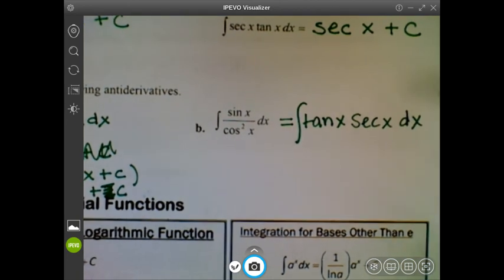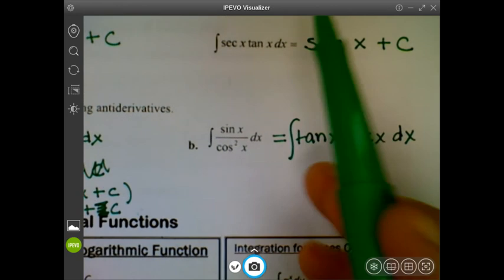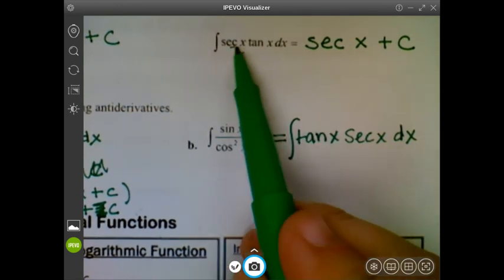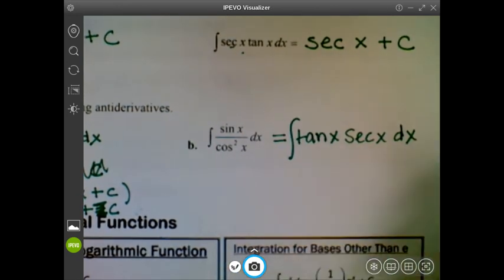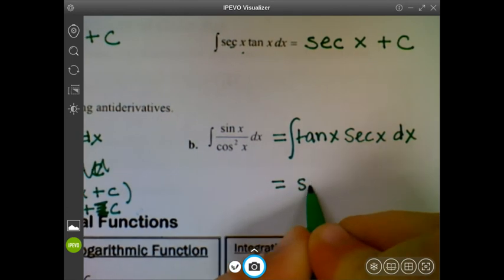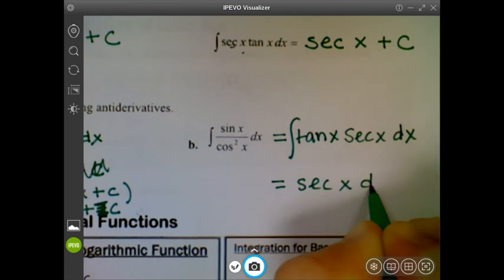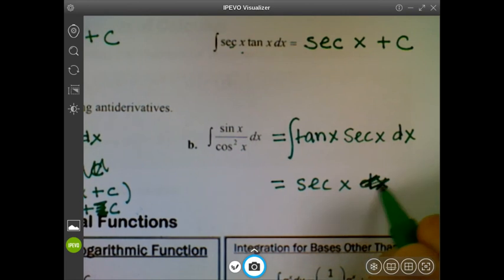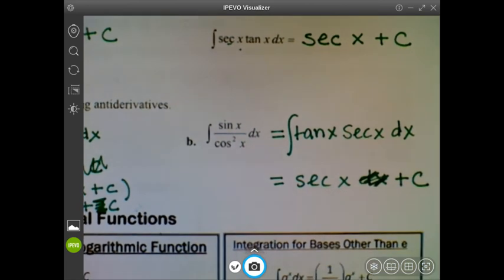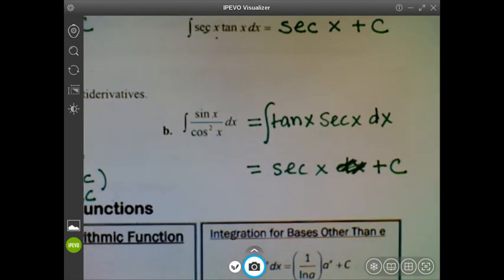dx. And this is actually this one right here, isn't it? Yes, they're reversed, but remember it's just multiplication, so it doesn't really matter. So this integral is the secant of x, plus c. What was I doing? The integral is secant of x plus c.